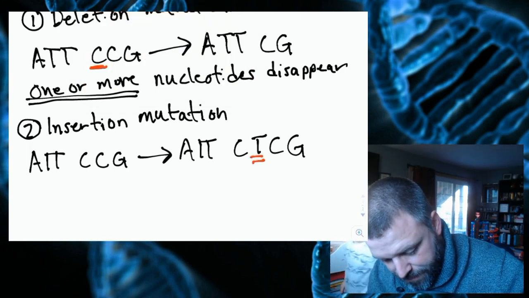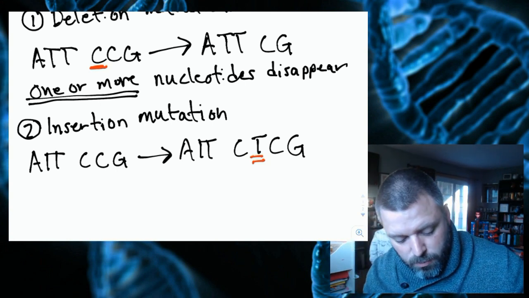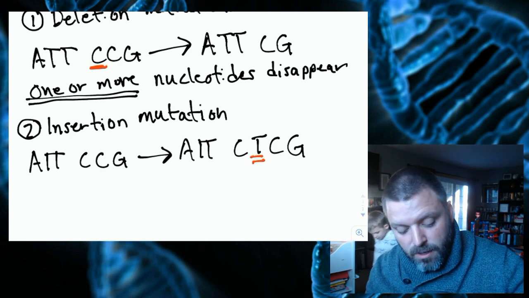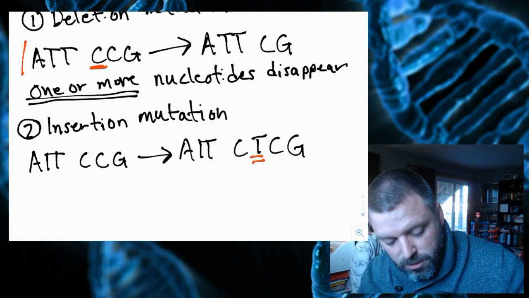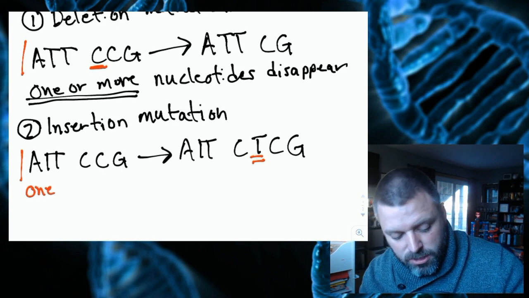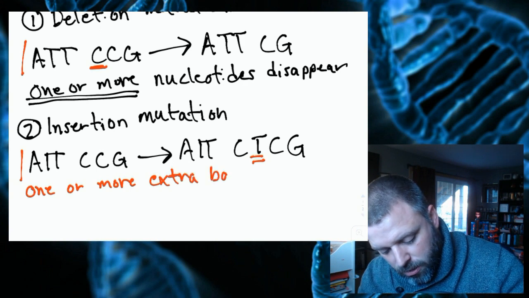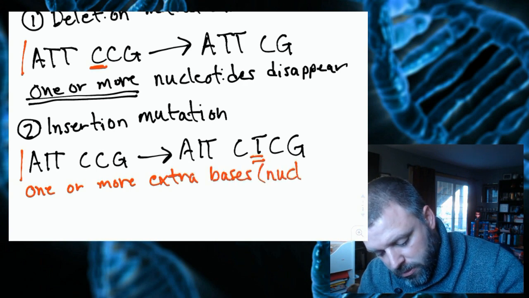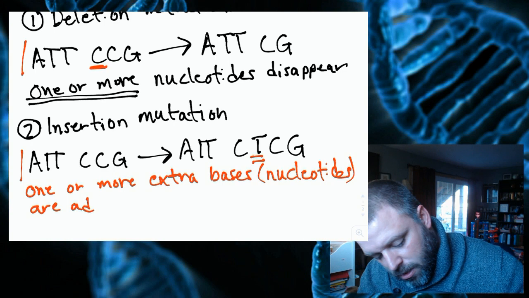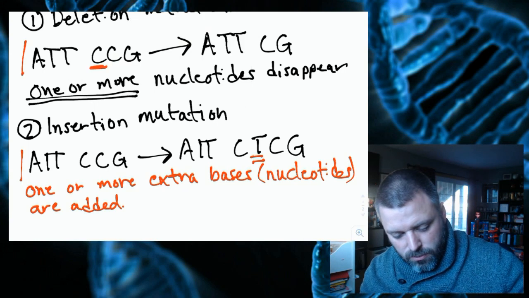Okay, so in that strand we have an extra base. We started off with 1, 2, 3, 4, 5, 6 bases, and now we have 1, 2, 3, 4, 5, 6, 7. So we went from 6 to 7. A deletion mutation is when you lose one or more bases. An insertion mutation or an addition mutation is when one or more extra bases or nucleotides are added. Okay, and so those are the first two types of mutations.